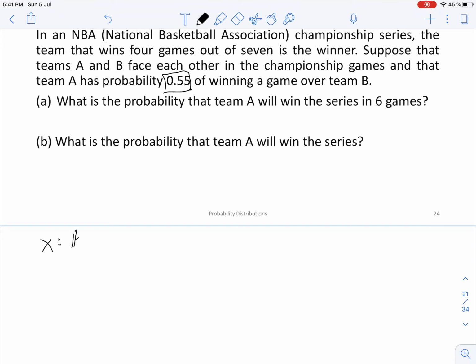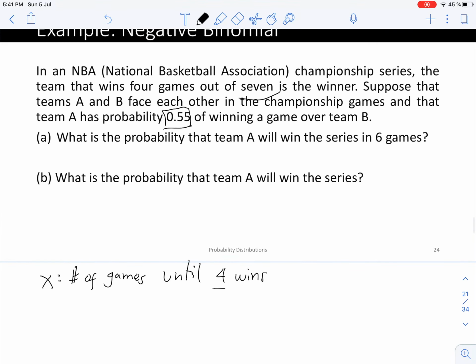X will be, in this case, the number of games until 4 wins, right? So in how many games you get the 4 wins? So for this X, the minimum possible value is 4. It's not possible to win the series in only 3 games because one team needs to get at least 4 games, right? So the minimum value is 4 and the maximum value is 7. It's the best out of 7 games.